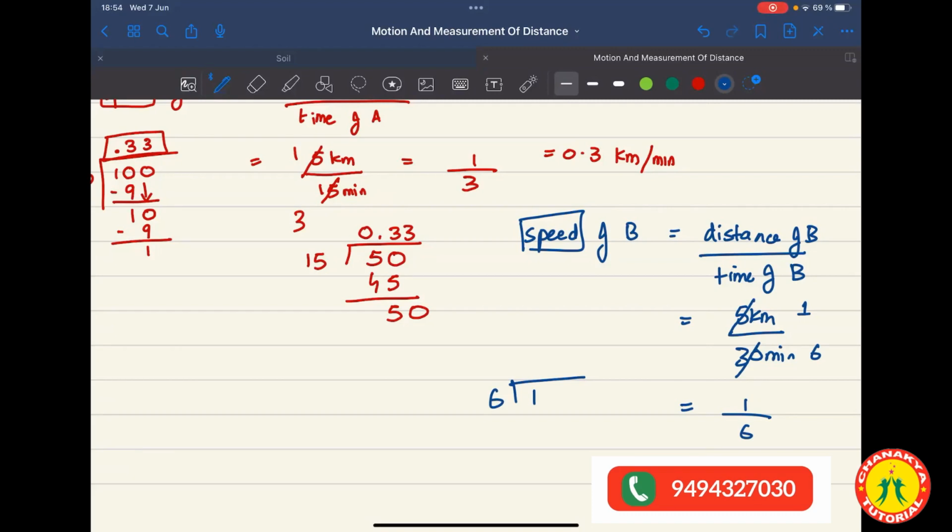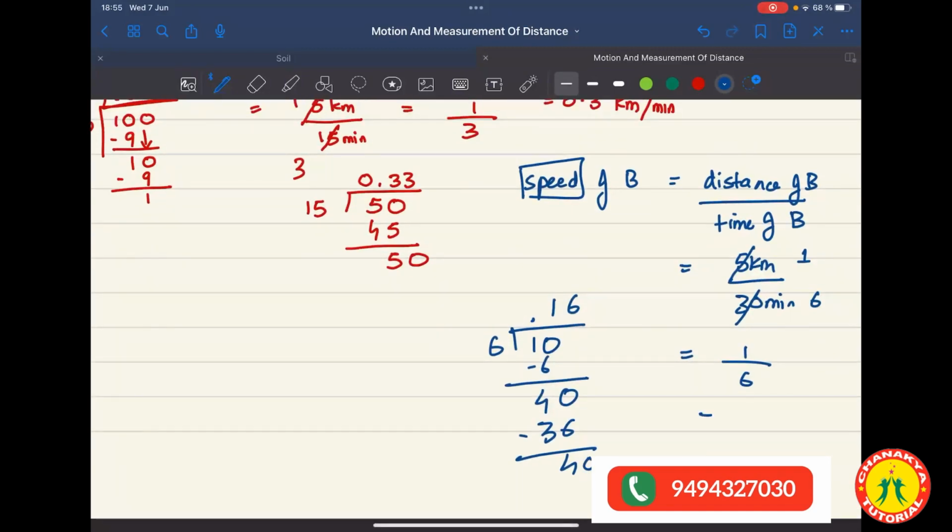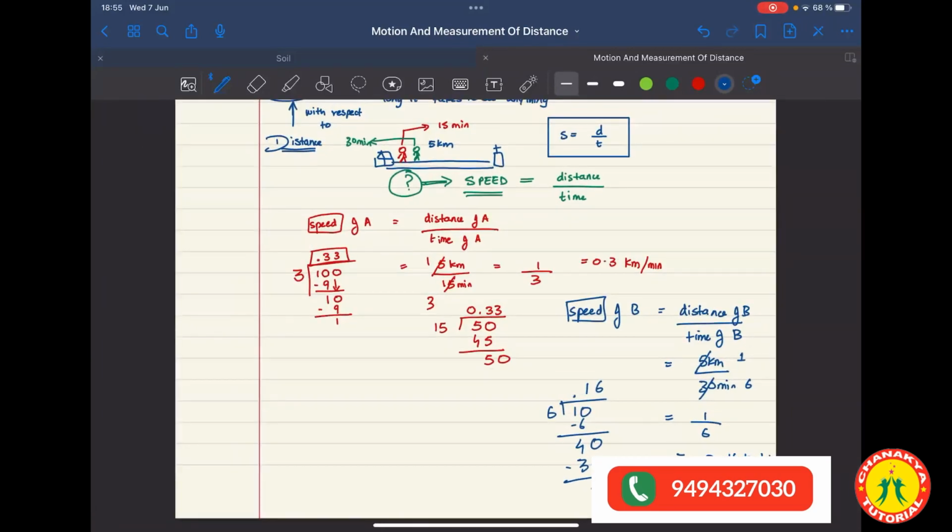Ma'am, first we'll keep a point. And we'll keep the zero at the right side of the one. And then we'll keep one up. And then six, we'll get four. And then it will keep on going. So the answer will be 0.16 kilometer per minute. Okay, very good, Advika. So this is how you'll be solving the problem, guys.